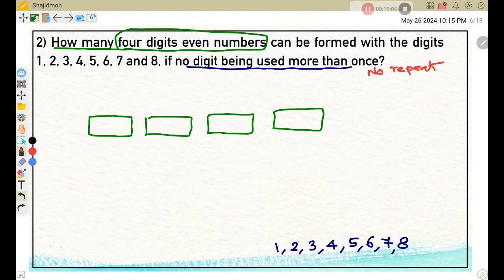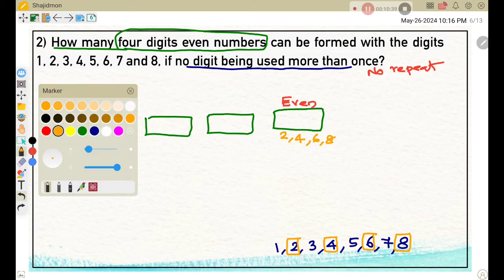So a 4-digit even number means, I told you the meaning, the last digit should be an even number. Then only that number will be an even number. Correct? So out of 1 to 8, what are the even numbers? 2 is an even number, 4 is an even number, 6 is an even number, 8 is an even number. So how many numbers are there? There are 4 numbers: 2, 4, 6, 8. So the last digit of that number should be either 2 or 4 or 6 or 8. Then only the 4-digit number will be an even number.